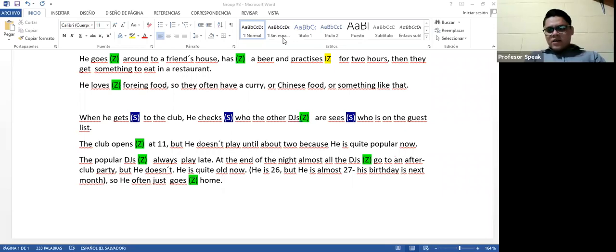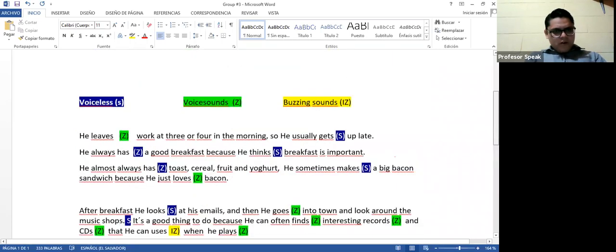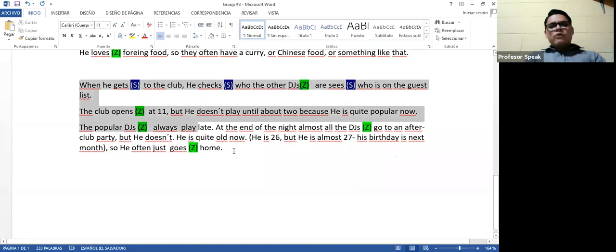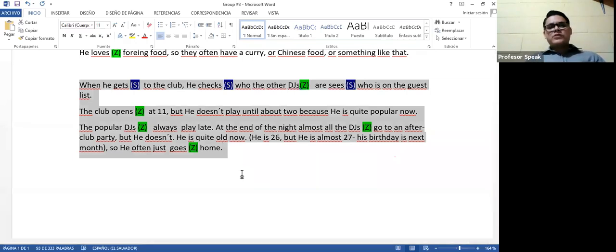Okay, Saida. Saida, are you in this group? No. Okay, all right. So, Saida, can you please read the last paragraph? But I want you to exaggerate the sound for the letter S, Saida. I want to hear the difference between a voiced and a voiceless sound, and also I want to hear the buzzing sounds.